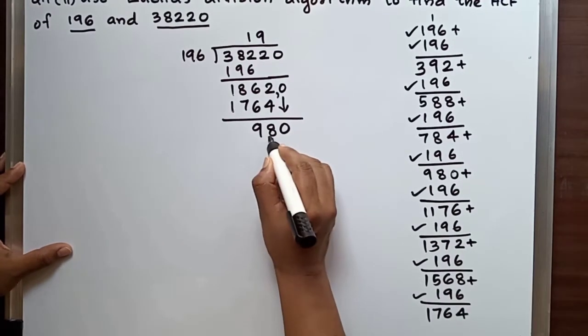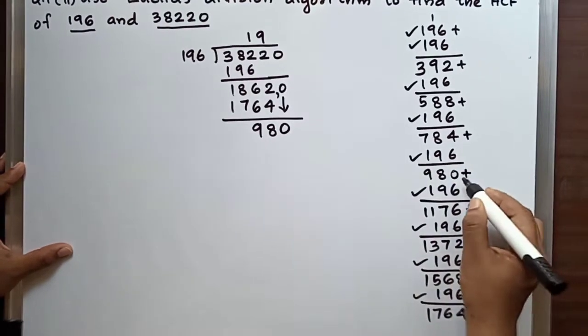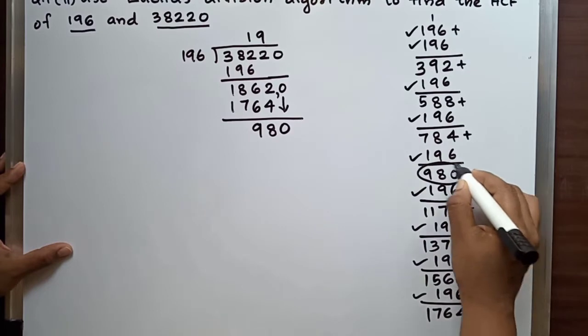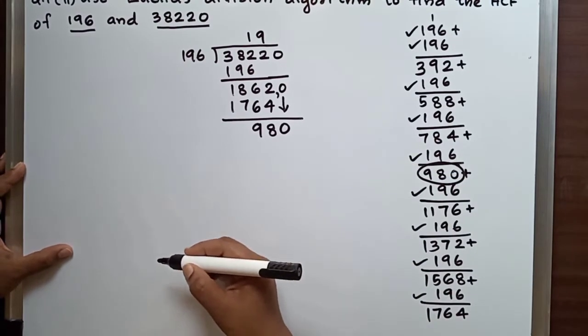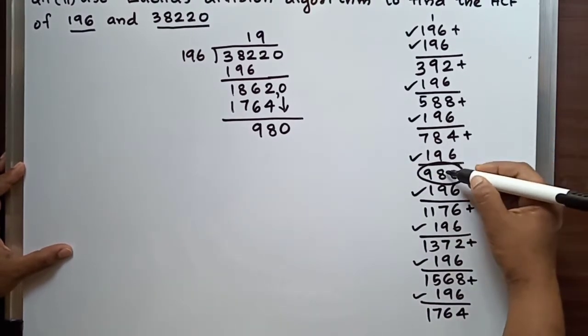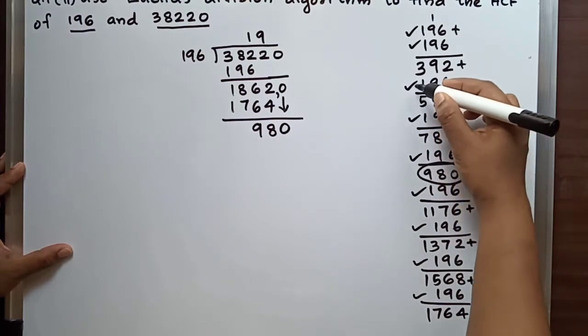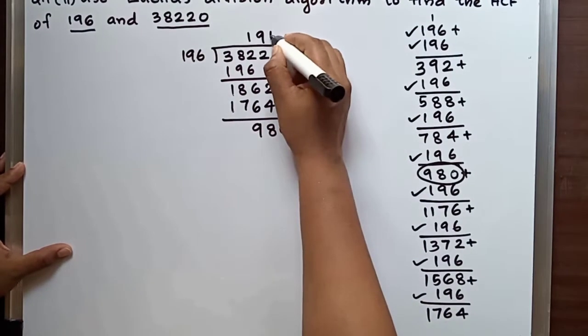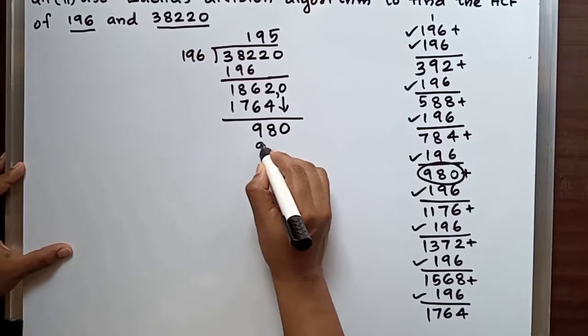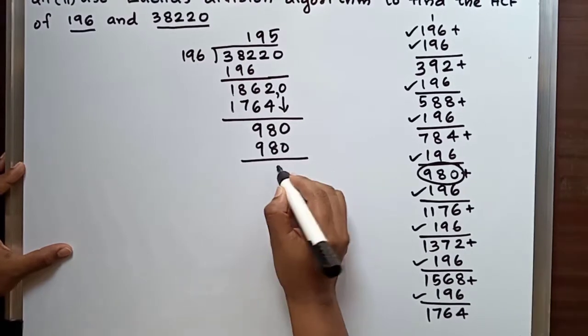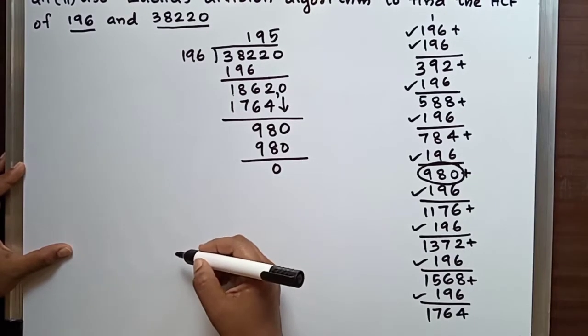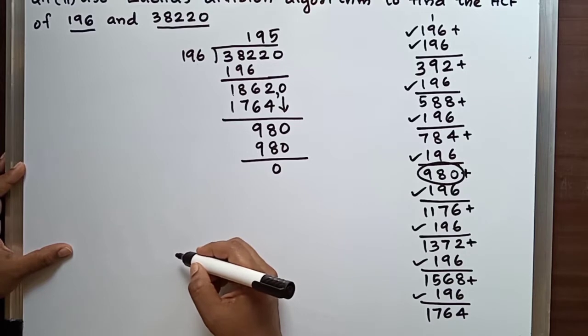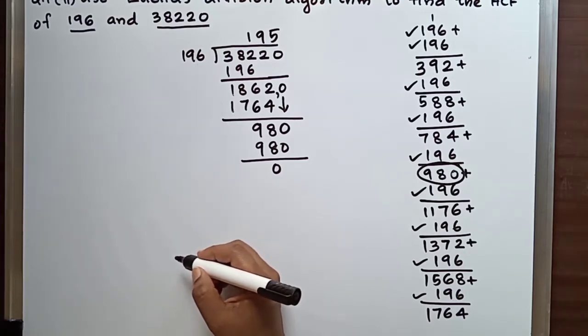980. See, 980 is here. How many 196 are there before 980? 1, 2, 3, 4, 5. So 5 times 196 we will get 980. Now what we have to do next?